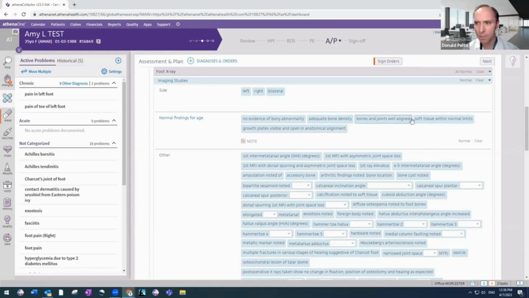Sometimes they have this, but most of the time we click this button. Soft tissue is usually within normal limits unless there is a lot of swelling. And then for children specifically, we say if the growth plates are looking fine. Okay, that's the first. This is kind of the normal findings.